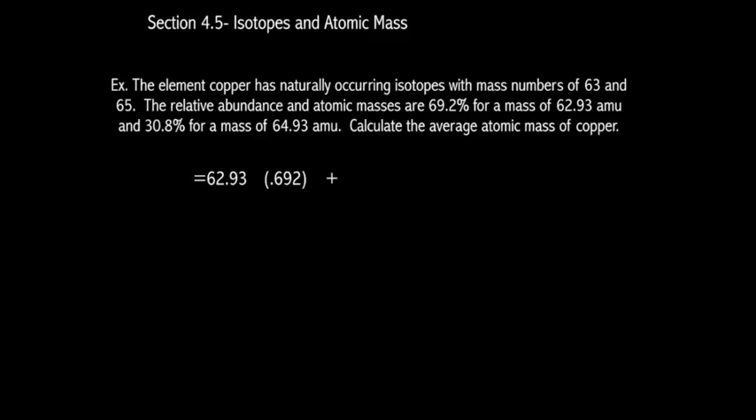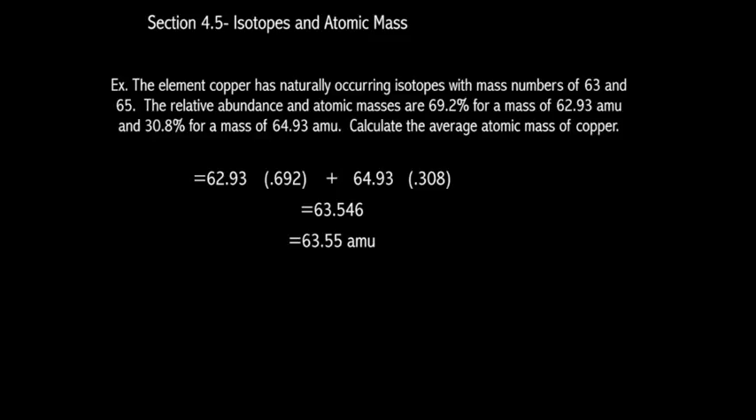Then I'm going to add to that the mass of copper-65, which is 64.93, and I've got to multiply it by its percent abundance, which would be 0.308. And then I can add those two together, and I get 63.546. Now, really quickly, I know the question is going to be rounding. For all of these problems, I'm going to round to the hundredths place. So that 4 is going to round to a 5, so it's going to be 63.55, and the units for average atomic mass are AMU.